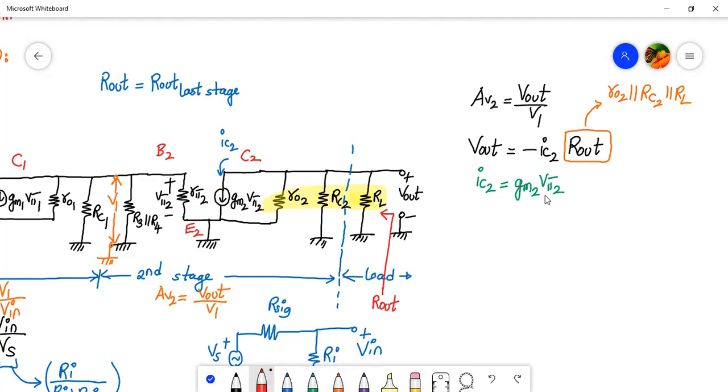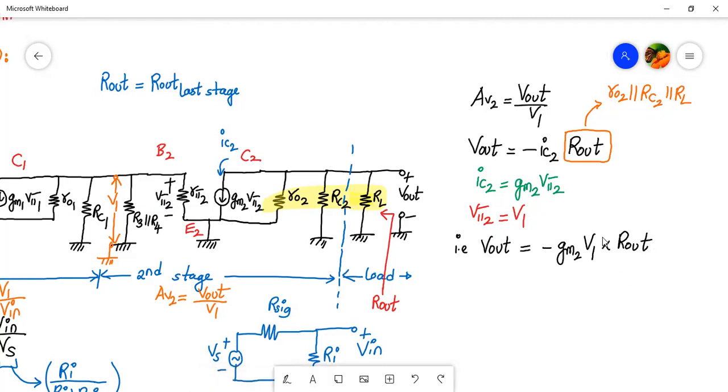And what is V pi 2 from here? If you see carefully, V pi 2 is the same as V1 because they are in parallel. So V pi 2 is equal to V1. Now if I rewrite the expression of V out, I get V out equals minus IC2, which is gm2 and V pi 2 is V1, so gm2 V1 into R out. I can expand that R out later, but that is what we have so far.